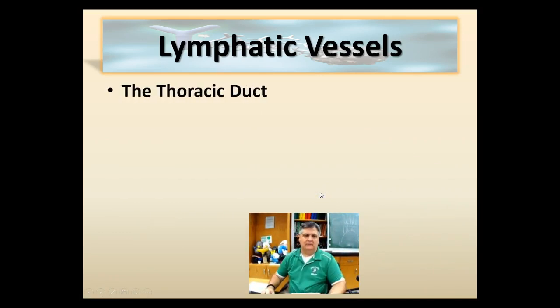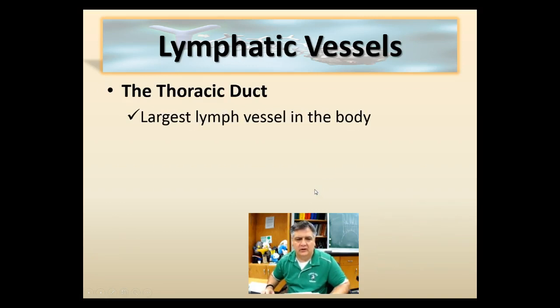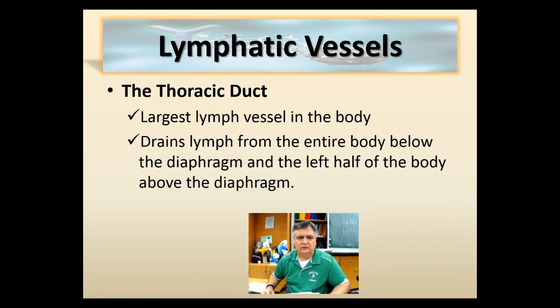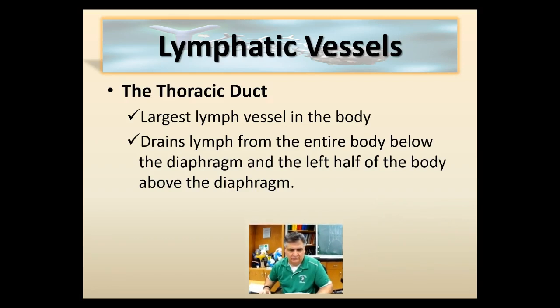Okay, so next up, let's take a look at those two large collecting ducts. The first one we have to take a look at is the thoracic duct. The thoracic duct is the largest lymph vessel in your body. So just like the aorta is the largest artery in your body, and just like the superior and inferior vena cava are the two largest veins in your body, the thoracic duct is the largest lymph vessel in your body. The thoracic duct drains lymph from the entire body below the diaphragm, and the left half of the body above the diaphragm.